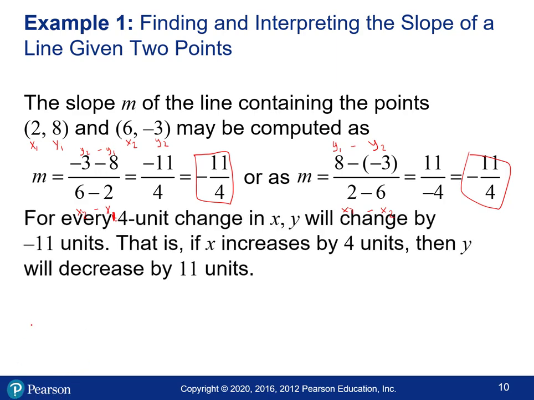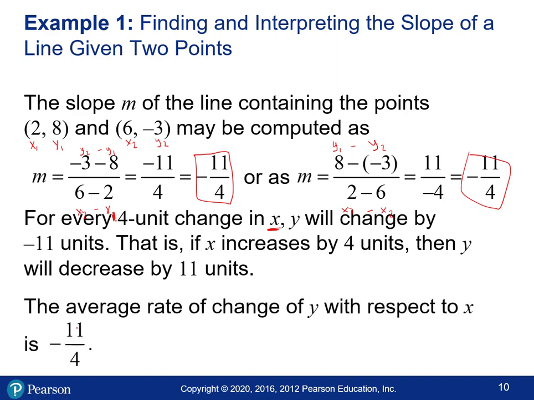Okay, and this is basically just saying, for this example, for every 4-unit change in your horizontal movement in x, y is going to change by negative 11 units. You could also think of it as x going up by 4, then y decreases by 11. So on this one, the average rate of change, another way to call our slope, is negative 11/4.